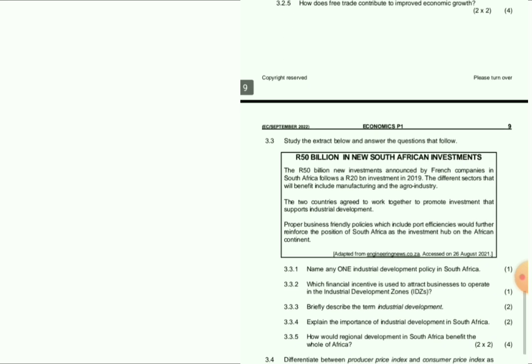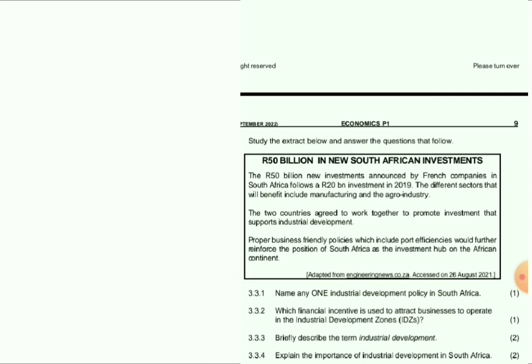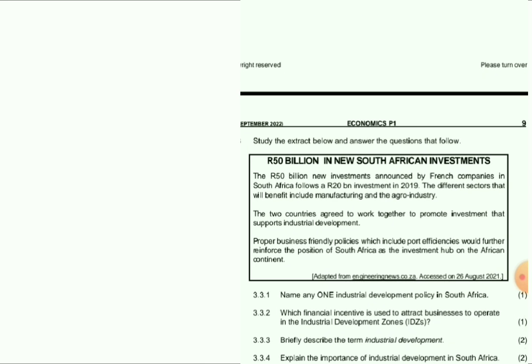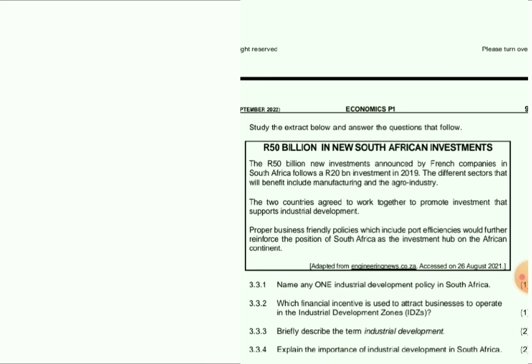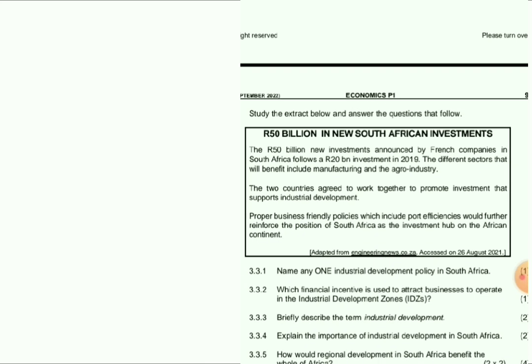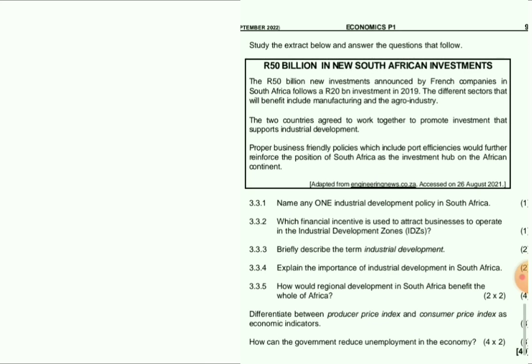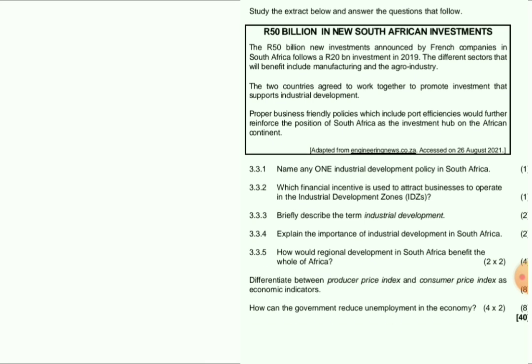3.3, study the extract below. As you know, I've already practiced the question paper, and I'm just teaching it to you guys. So you can pause the video again and study it. You are done. Name any one industrial development policy in South Africa. Only one. Most of us get this wrong, but it's actually the National Industrial Policy Framework.